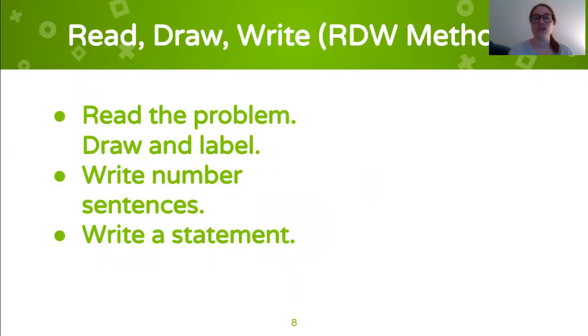We're going to be using the read, draw, write method. We call it RDW. We've been learning it since first grade. The first thing you do is the R, which is read the problem, okay? Then you're going to draw a picture and label it. Then you're gonna write your number sentences, and then you're gonna write a statement, okay? So you're always gonna read the problem, draw a picture, and write about your answer. Read, draw, write.